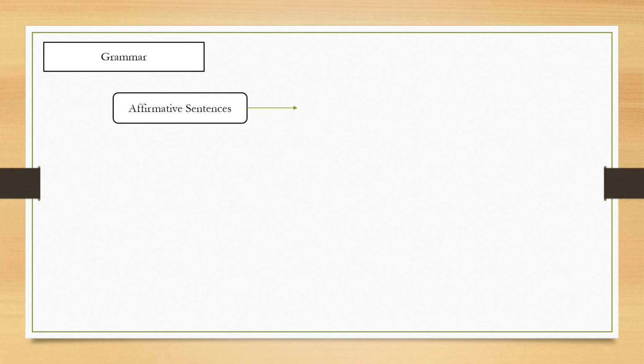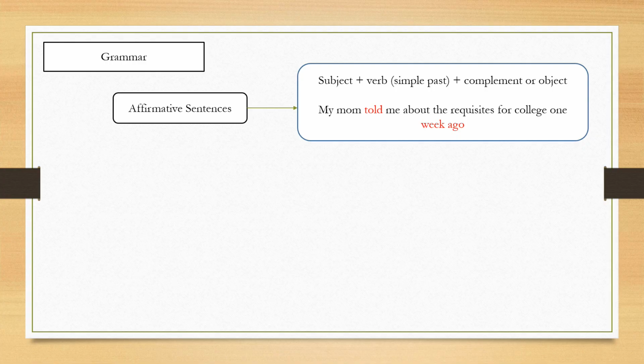Okay, let's see a little bit of the grammar part. Affirmative sentences in simple past tense are formed, as you can see, by a subject, a verb in simple past, and a complement or object. We can set an example saying, my mom told me about the requisites for college 1 week ago. The time this action happened was 1 week ago, and the verb told is saying that that action is totally finished.